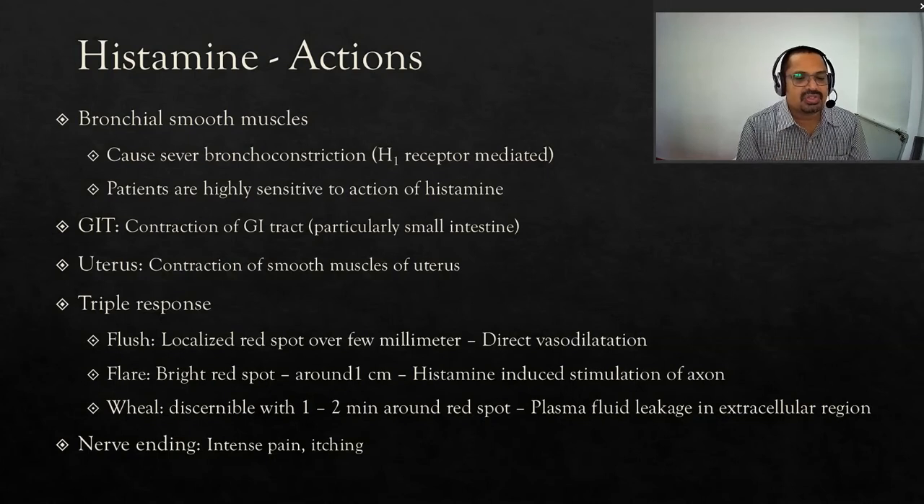Which includes the flush, flare and wheal. These are the three responses which are also called a triple response: flush, flare and wheal. Flush means a localized red spot. If there is an ant bite or sting over here, it is a localized red spot over a few millimeters, which is due to vasodilation in that particular area, and this is called a flush. Next is a flare, a bright red spot around this, about 1 centimeter.